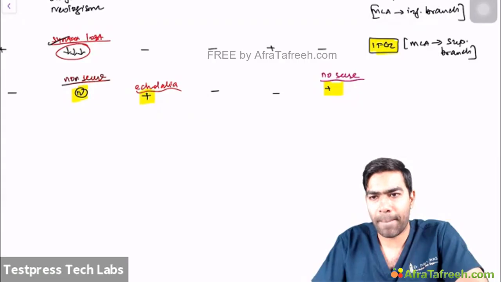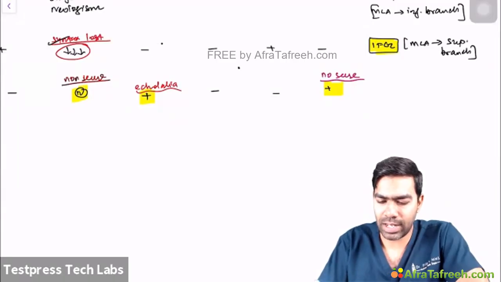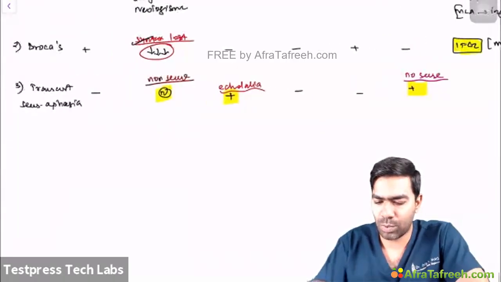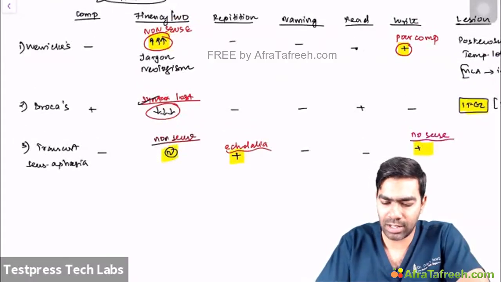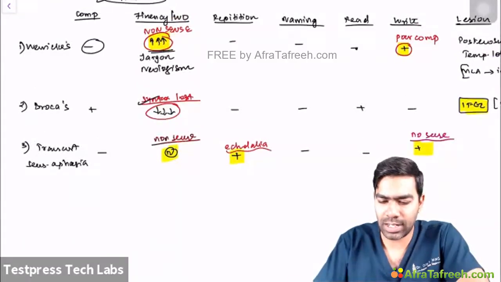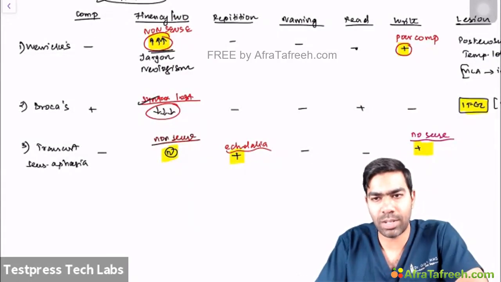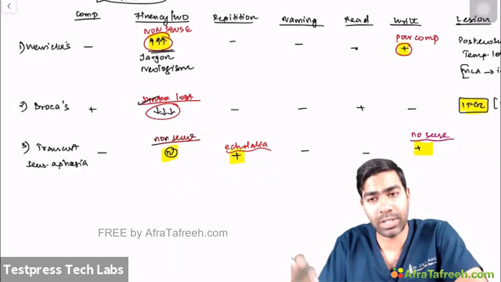Repetition and echolalia. The reason why echolalia is not in Wernicke's is because the fluency in word output is increased seriously. That is one reason, which means they will be speaking continuously. They may not be repeating what you wanted to say, but they'll be talking something else continuously.